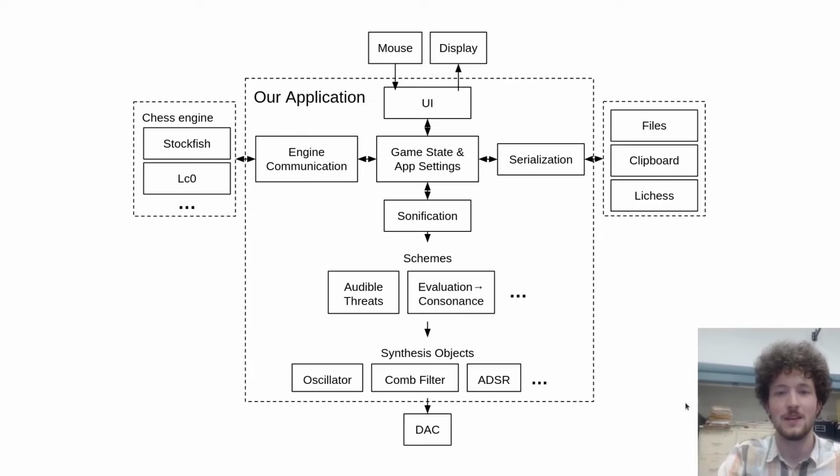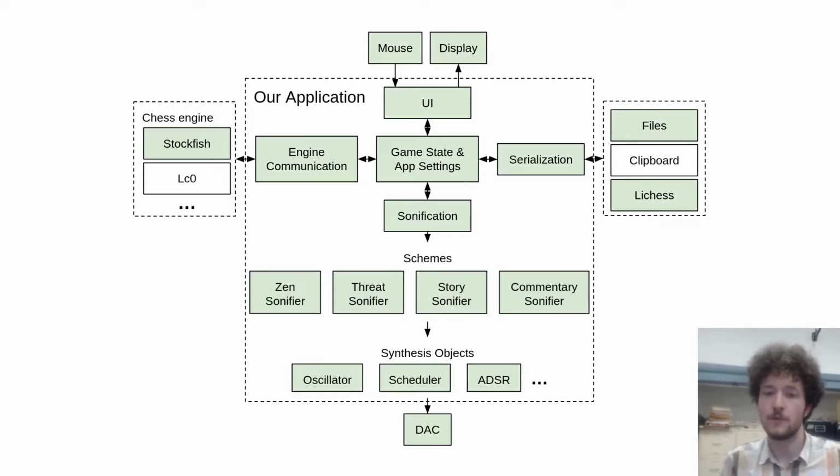So the architecture of our system, as in our original proposal, looked like this. There's a central game state that knows everything about the actual game of chess, and then that's hooked up to all these other components, like the UI, the engine communication so you can play against the computer, serialization so you can load and save games, and of course sonification so that you can hear them. Our final project actually ended up following pretty much this structure. The main thing that changed here is the sonifiers, as we figured out what we actually wanted and had time to implement.